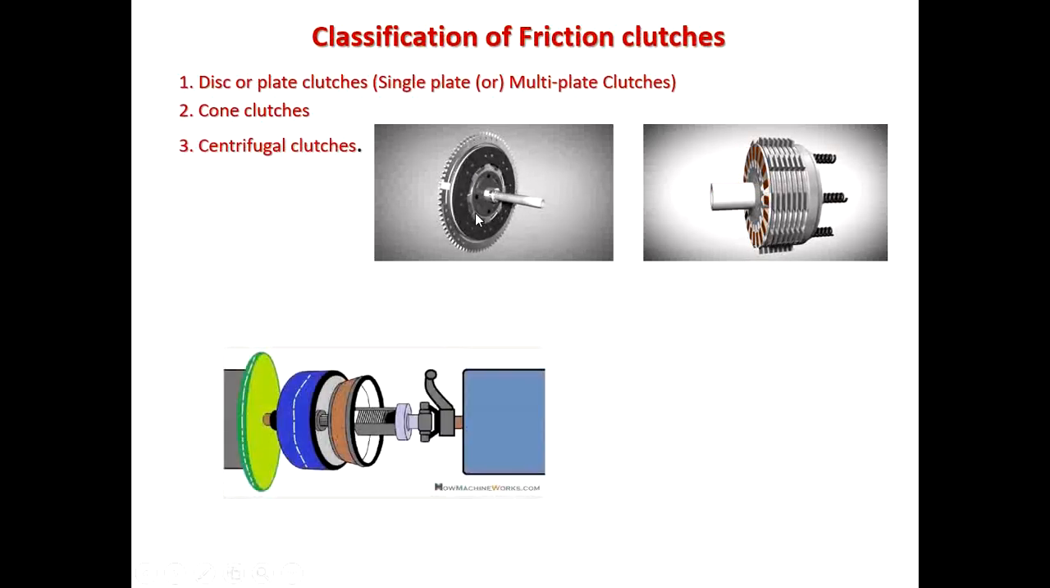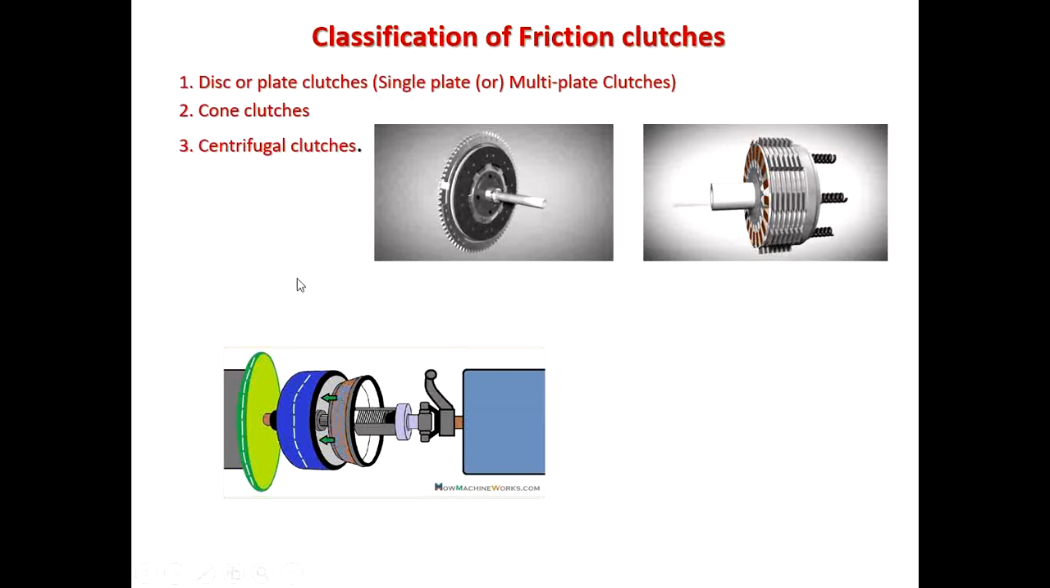And second is the cone clutch. Here the cone clutch is similar to a single plate clutch. Instead of having a single plate, there will be a conical surface, the internal cone and external cone. The surface of the cone will have some frictional surface. So that is the cone clutch.